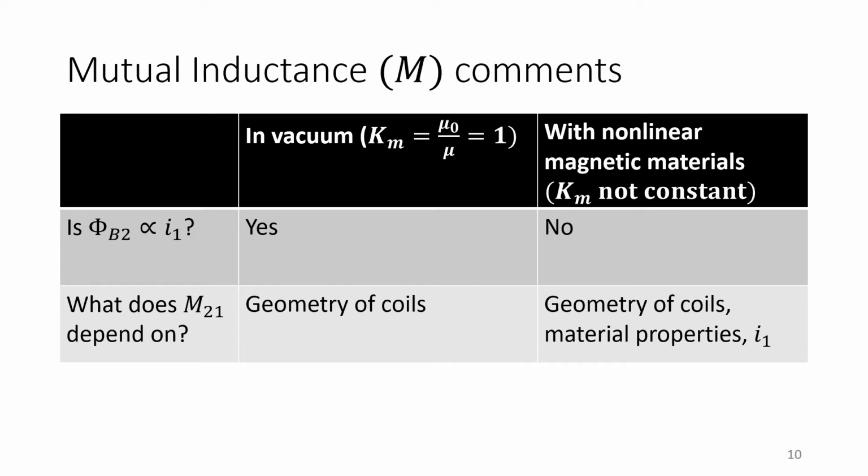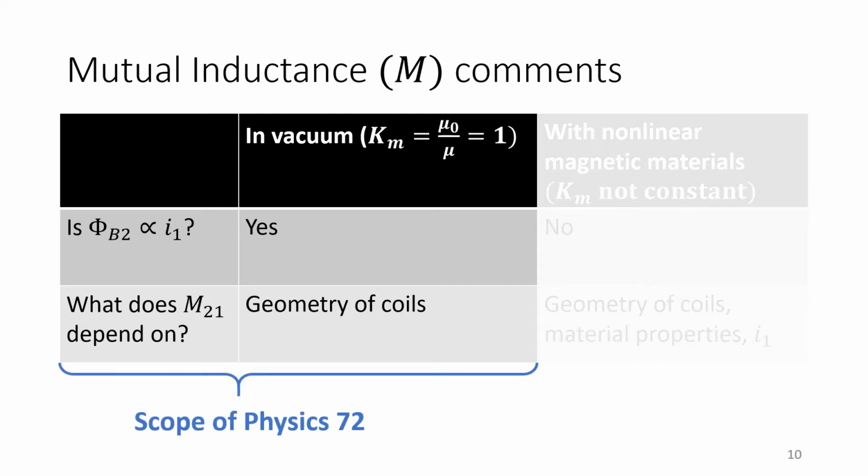So it's a welcome parallelism between magnetism and electricity. You can say that inductance is the magnetic counterpart of capacitance in electricity. When magnetic materials are involved, we assign a relative permeability constant K sub m to characterize this material. Notice that we do the same with dielectrics in electricity, except in electricity, it's kappa. When this Km is not constant, magnetic flux of one coil loses its direct proportionality to the current of the other coil, and mutual inductance now depends on the material properties as well as the currents, so not just geometry. Because of that, for the purposes of Physics 72, we'll just focus on cases in vacuum. At least we can breathe easier for now.